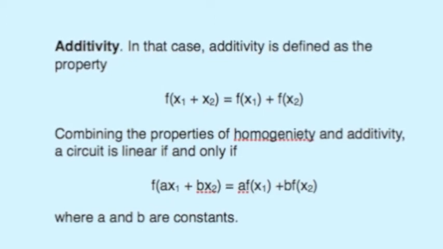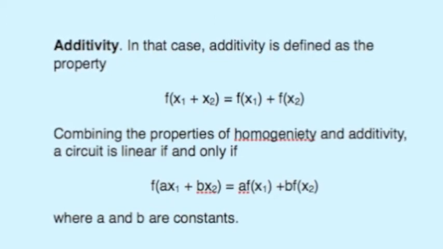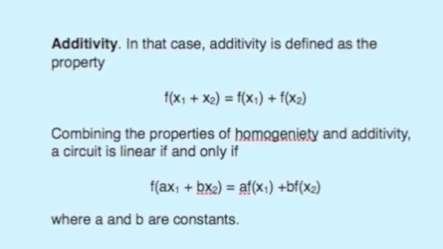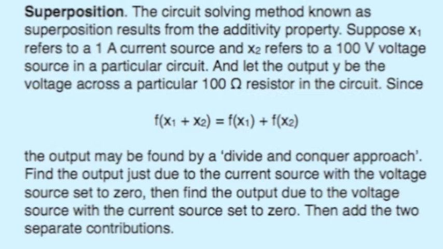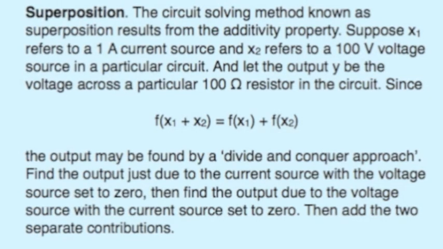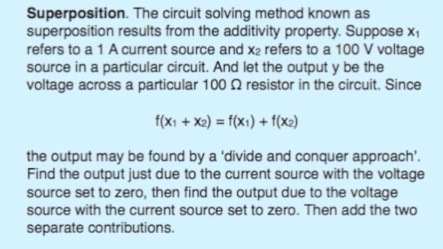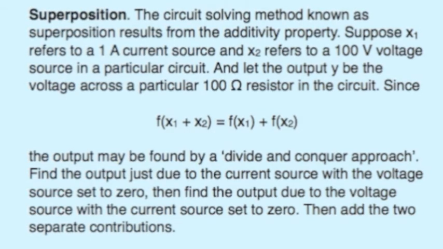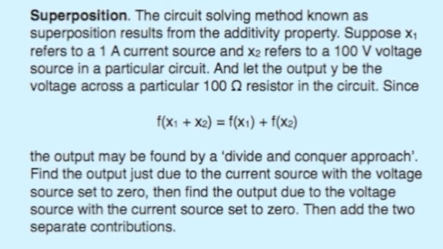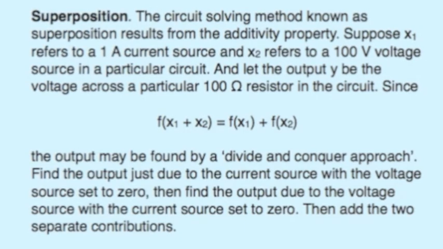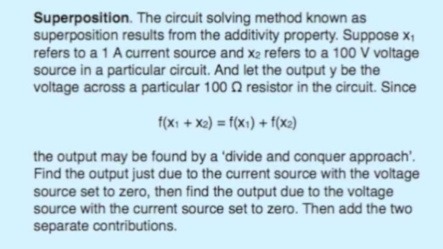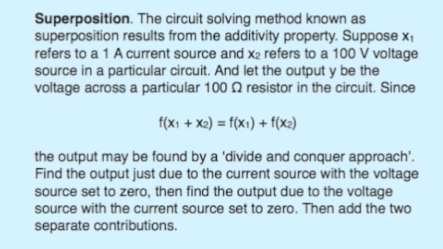Associated with additivity is a circuit solving method called superposition. Now let's take a look at how we would use superposition to solve circuits. Let's consider in our mind's eye a circuit that has a 1 amp current source and a 100 volt voltage source. And let's say the output is the voltage across a particular 100 ohm resistor in the circuit. By the additivity property, we may solve the circuit by what we might describe as a divide and conquer approach.